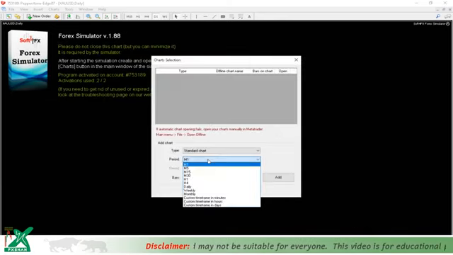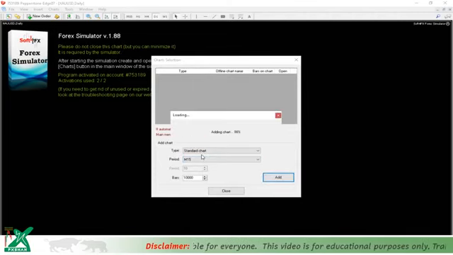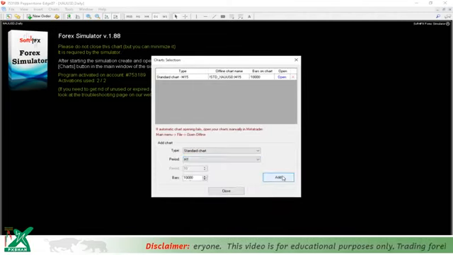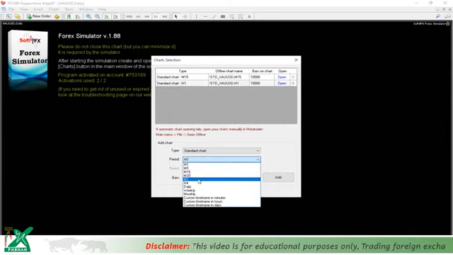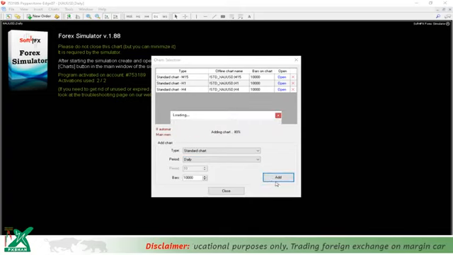In the charts we will open the 15-minute chart. So 15-minute, 1 hour, 4 hour chart, and daily chart, right?